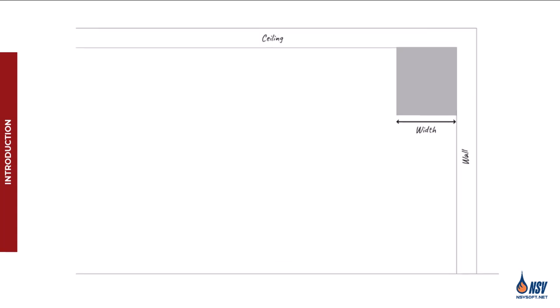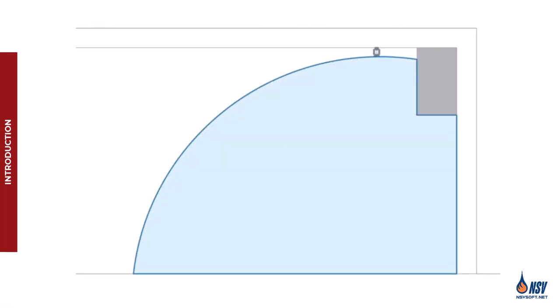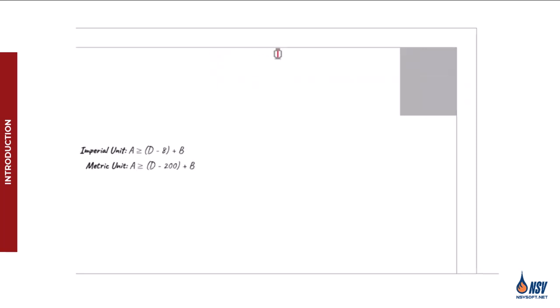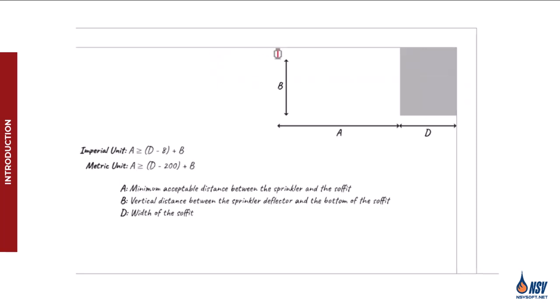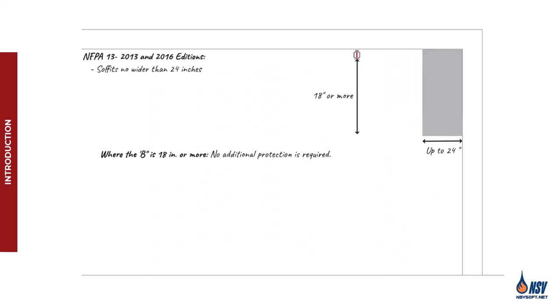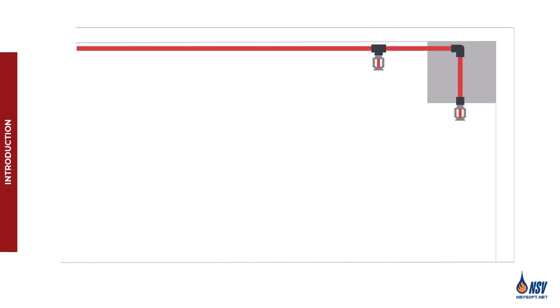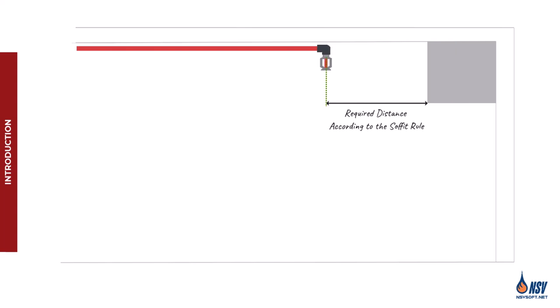underneath. In this video, we will study the Soffit rules for upright and pendant sprinklers based on the NFPA 13 2025 edition and examine the situations where sprinklers under the soffit are not required by the standard. By applying these rules, we can design optimized sprinkler systems that require fewer sprinklers, less piping, and reduced labor costs.